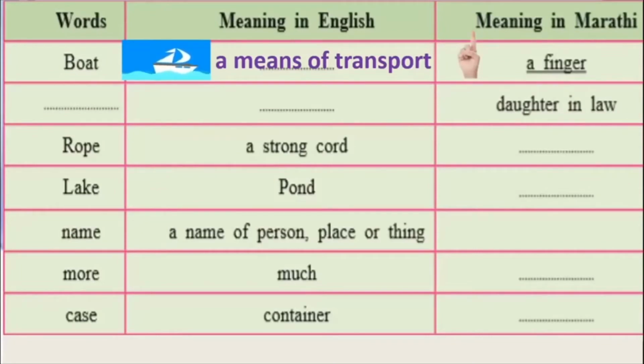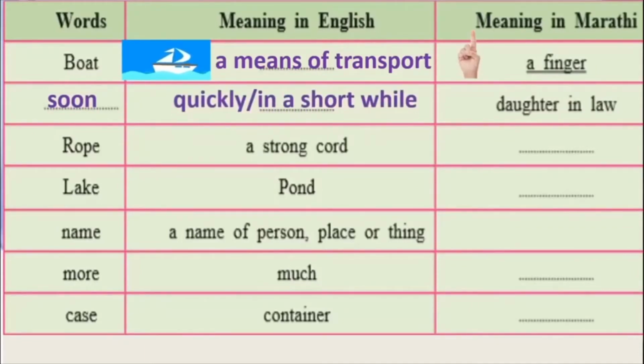Okay. Second clue they have given you. In Marathi, it means daughter-in-law, son's wife. So the word is soon. In English, it means quickly. And in Marathi, it means daughter-in-law. Now rope. Rope is a strong cord which you use to tie things up. And in Marathi, rope means a sapling, a small plant.